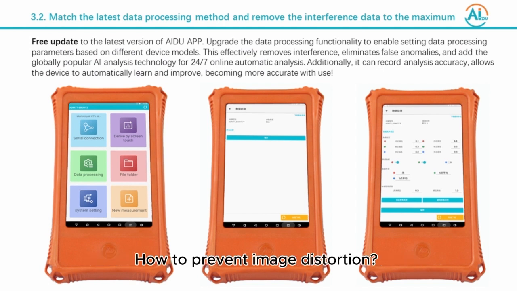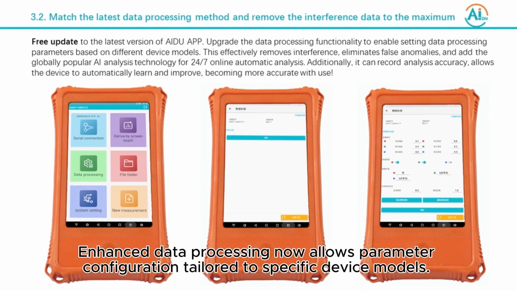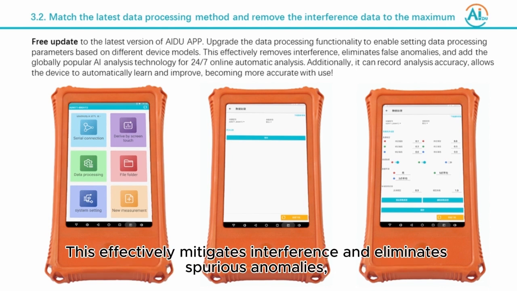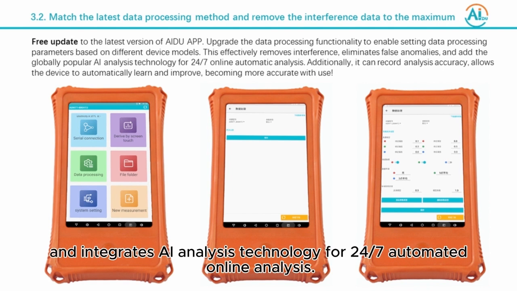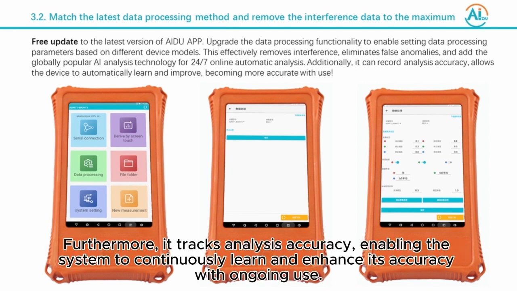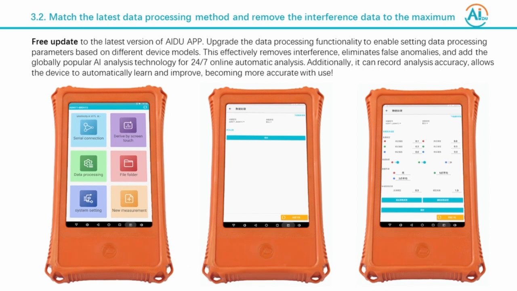How to prevent image distortion. Enhanced data processing now allows parameter configuration tailored to specific device models. This effectively mitigates interference and eliminates spurious anomalies, and integrates AI analysis technology for 24/7 automated online analysis. Furthermore, it tracks analysis accuracy, enabling the system to continuously learn and enhance its accuracy with ongoing use.